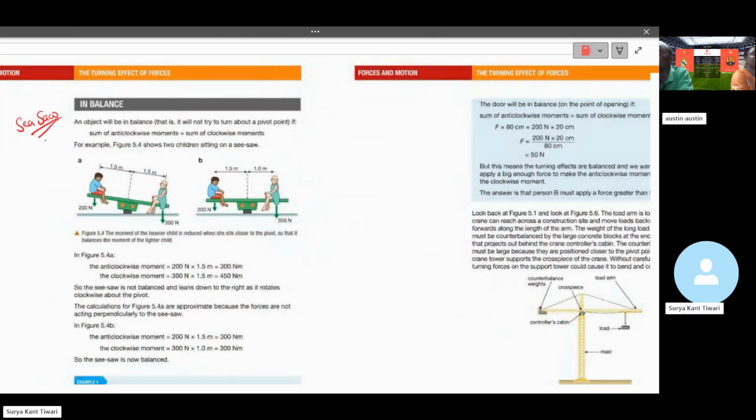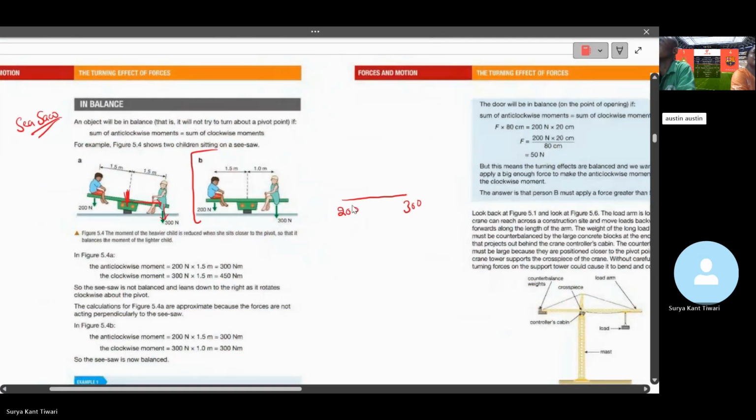So what happens when the force on one side becomes heavier, the tilt is on that side, and this is the pivot. But do you see one thing? In this image B, the seesaw is in balance, but there is more weight on the right side and less weight on the left side. Why is it in balance?